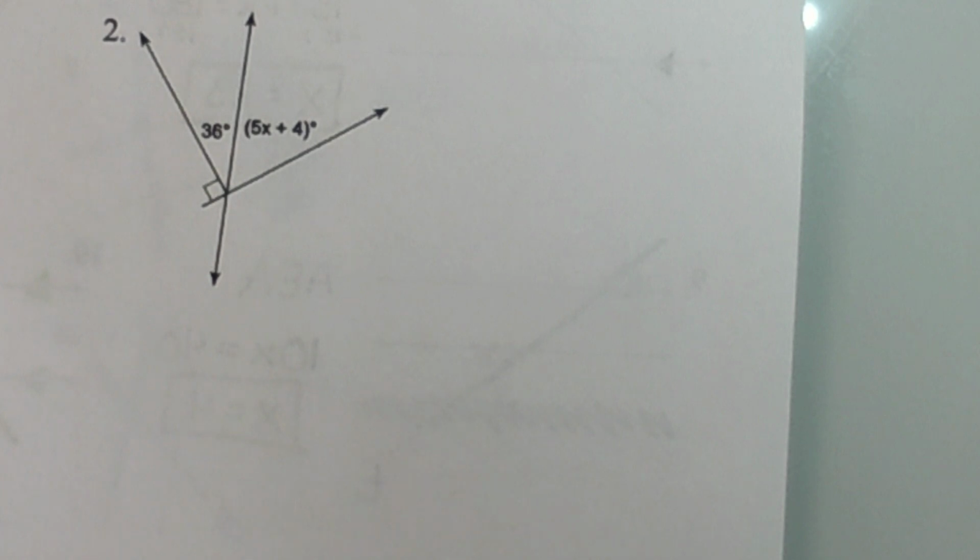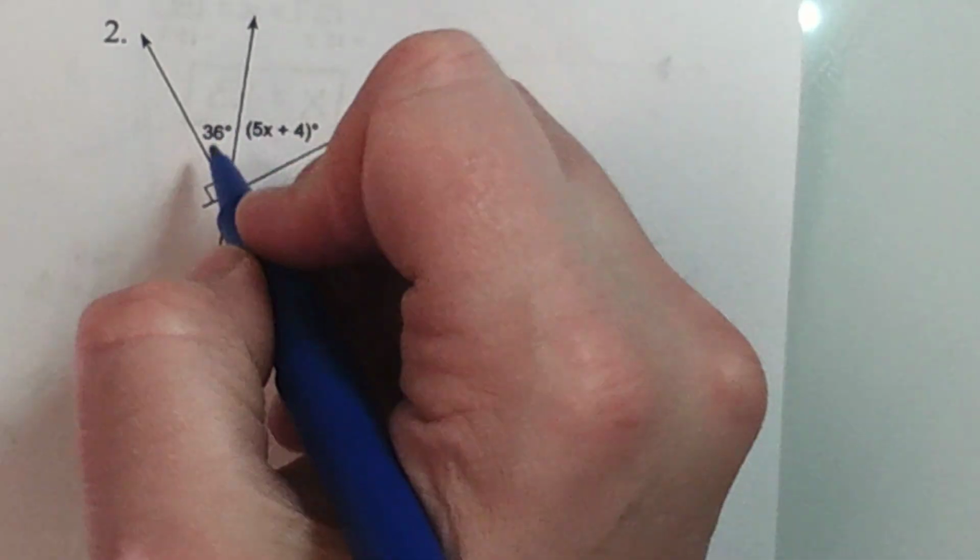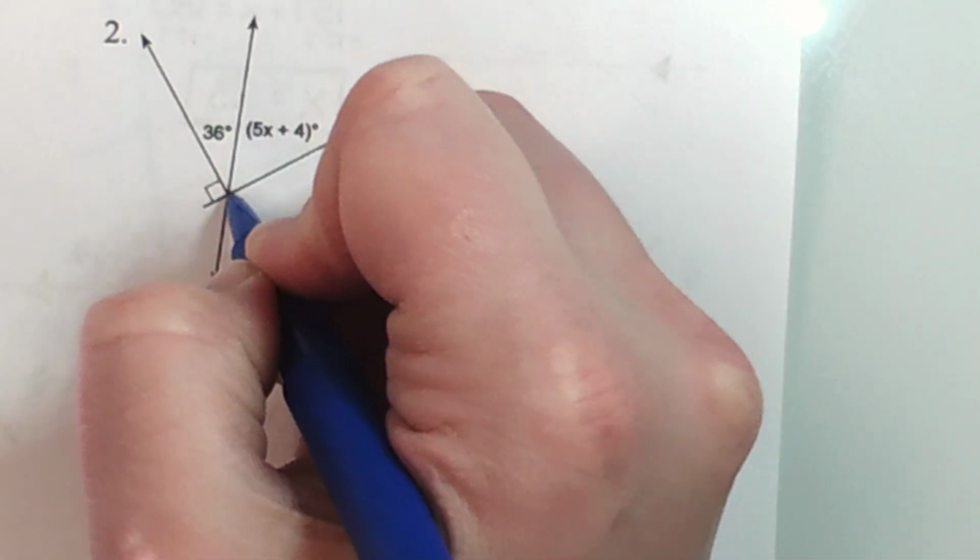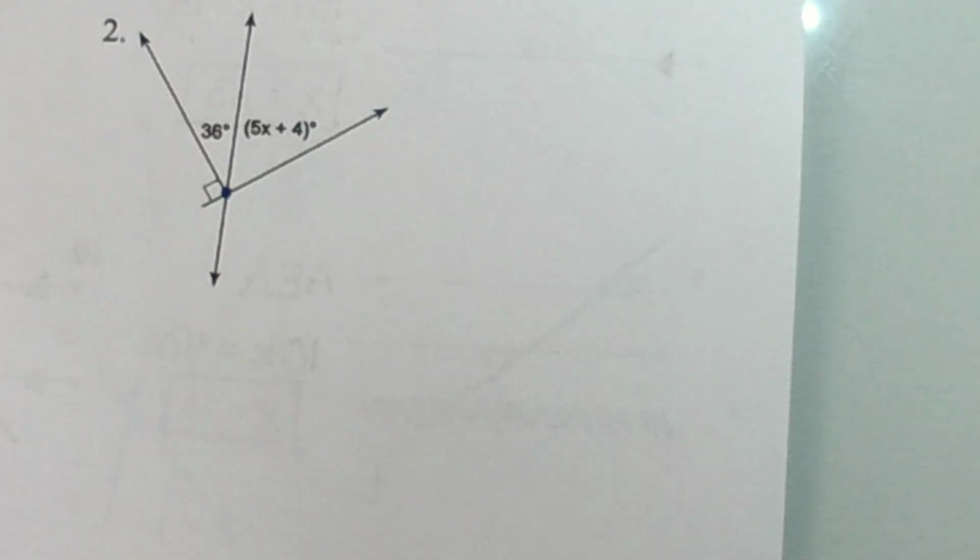Here's the first thing I noticed about the next one. My two angles, right here and right here, they share a vertex. If they share a vertex, they are not corresponding, alternate interior, alternate exterior, or consecutive interior angles. It's none of those four.